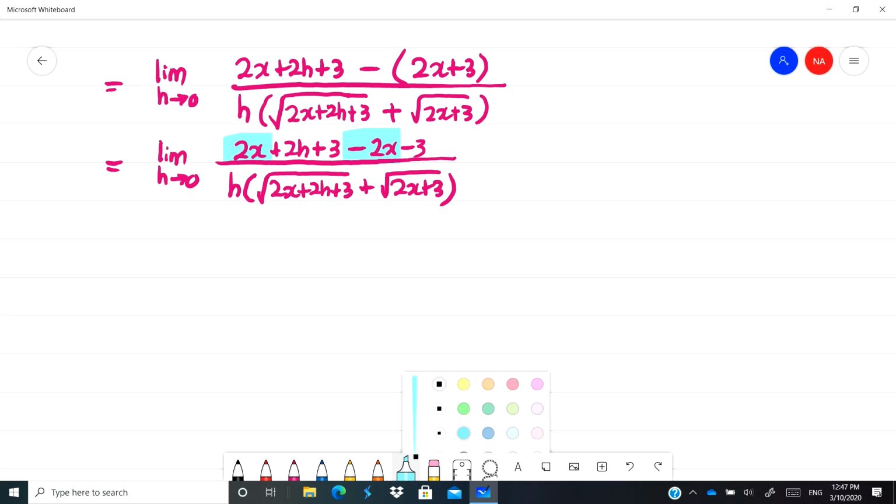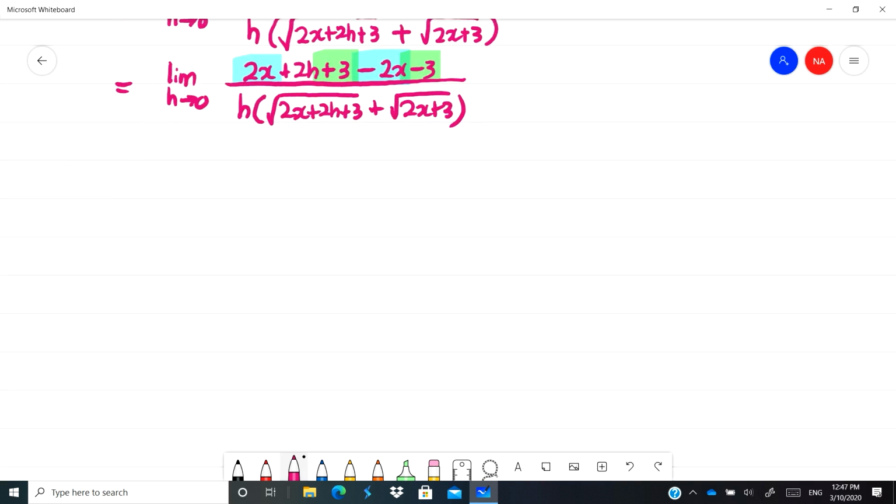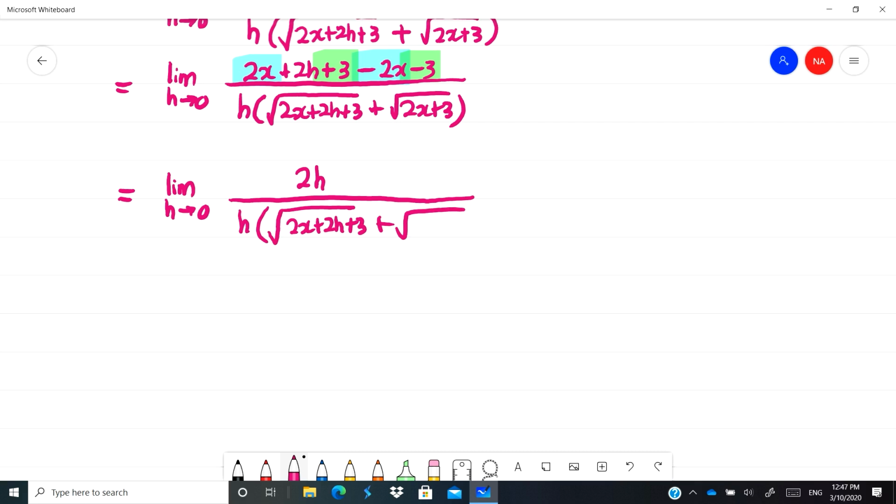Maybe I'll use another color, it will be clearer for you. That part can be cancelled. So you're left with limit as h approaching 0 of 2h, the whole thing over h times square root of 2x plus 2h plus 3 plus square root of 2x plus 3. Now we're going to cancel the h.